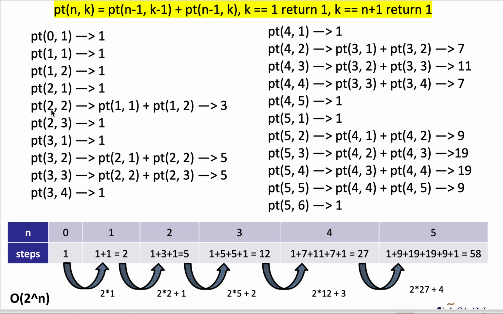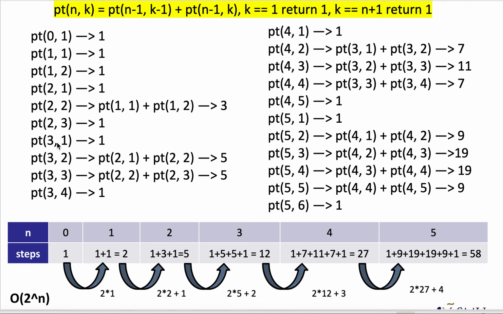But what about PT22? For this, you'll actually enter the recursive case. So you'll have PT11 plus PT12, right? Now, this, we already know how many steps it will take. PT11 will take one step. PT12 will again take one step. And there is an addition inside here. So 1, 2, and 3. So three different operations. So in total, this will take three steps. Okay.